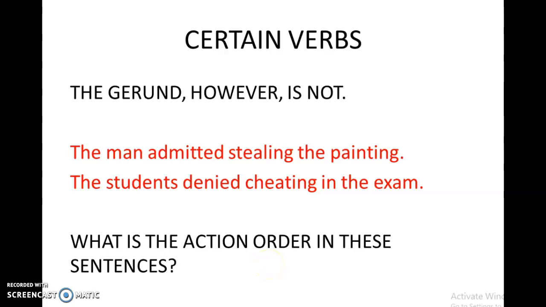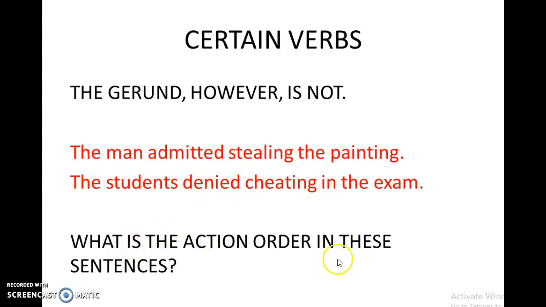However, a gerund does not go in chronological order. For example, the man admitted stealing the painting. Which happened first, the action of admitting or the action of stealing? We can know for sure that the stealing happened first. So stealing is number one, then admitted is number two. The students denied cheating, so they cheated in the exam, then they denied that when they were accused of cheating in the test.